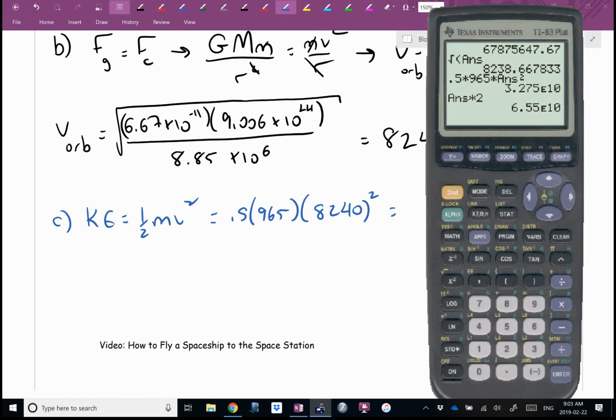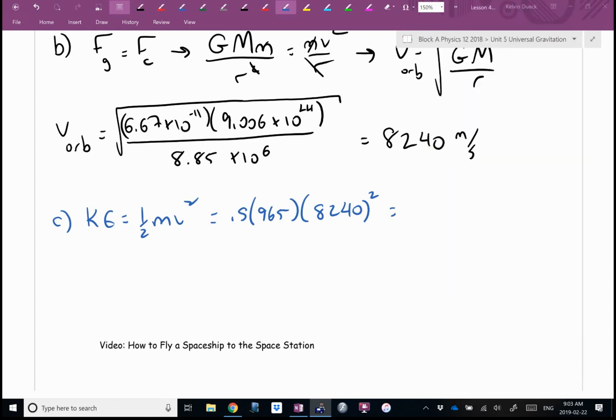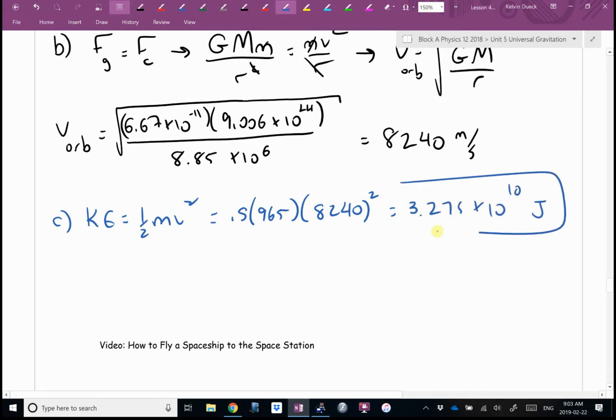In fact, what I could have done, William, for part B, instead of going gravity is what's pulling me in a circle, I could have just taken this number, divided it by 2, and used the kinetic energy equation. Times by 2, divide by m, square root. And that would have given me the same answer as gravity is what's pulling me in a circle. 3.275 times 10 to the 10th joules. I'll put the whole thing in there so that you can see it is exactly half.